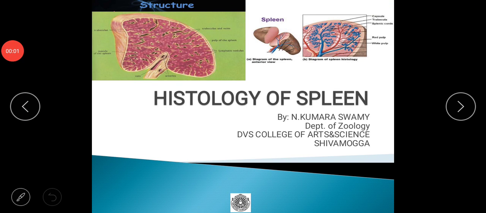Good morning, students. Today, let me continue with this histology. And as far as today's class is concerned, let me explain to you about the histology of the spleen. As we observe in this slide, you will observe the structure of the spleen and its section showing the different histological details.